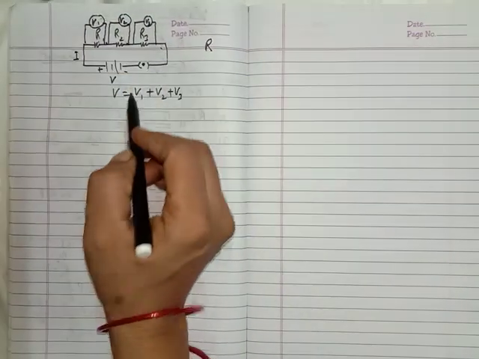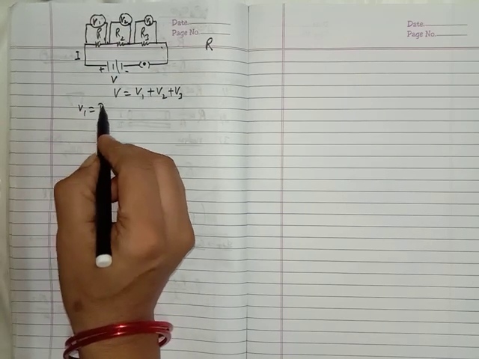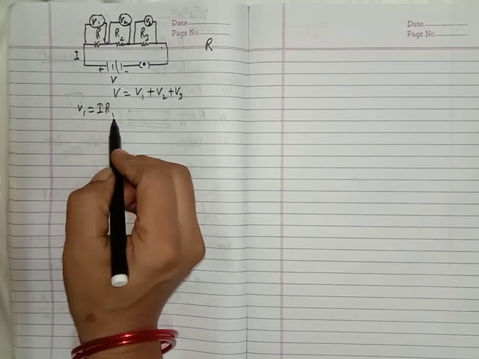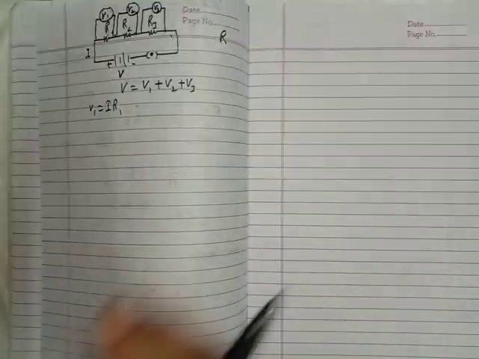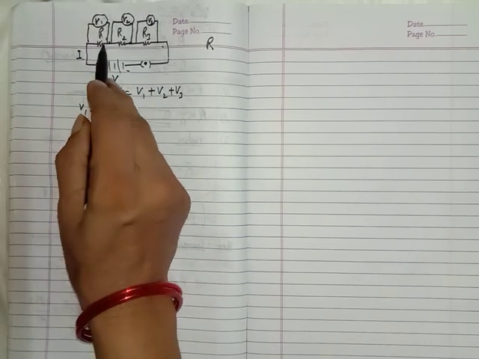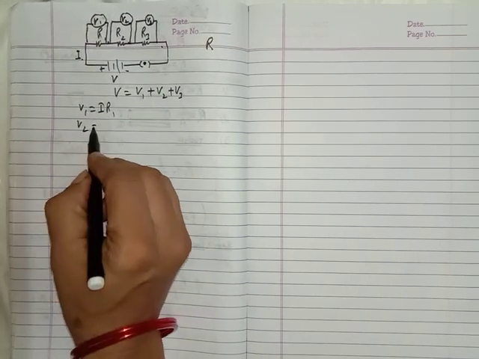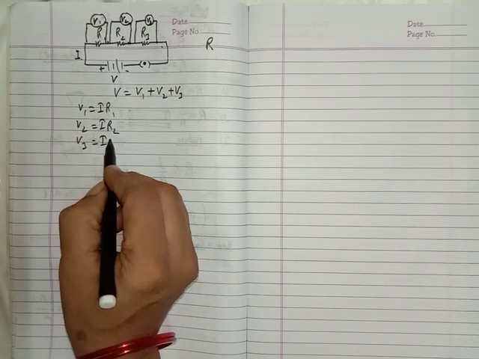Now we can find the value of V1 by using Ohm's law. V is equal to I into R according to Ohm's law, which we have already studied in the last page. So V1 is equal to I into R1 because the current I is the same. V2 is equal to I into R2. And what about V3? It will be I into R3.